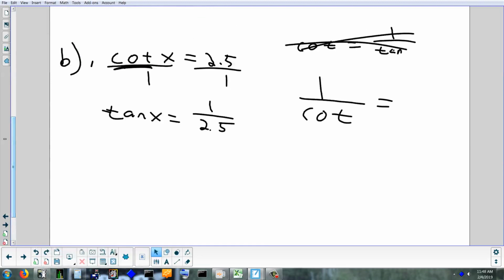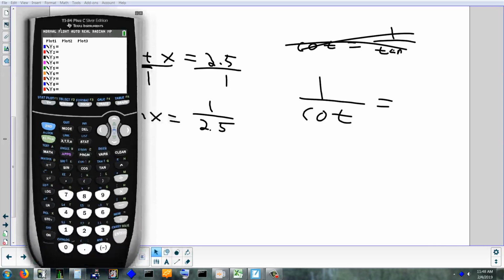Now, you can type in this, or you can type in step 2. They're the exact same problem. It does not matter which one you type in. I'm going to type it in this way because I have a button for it. Tangent x and 1 divided by 2.5.